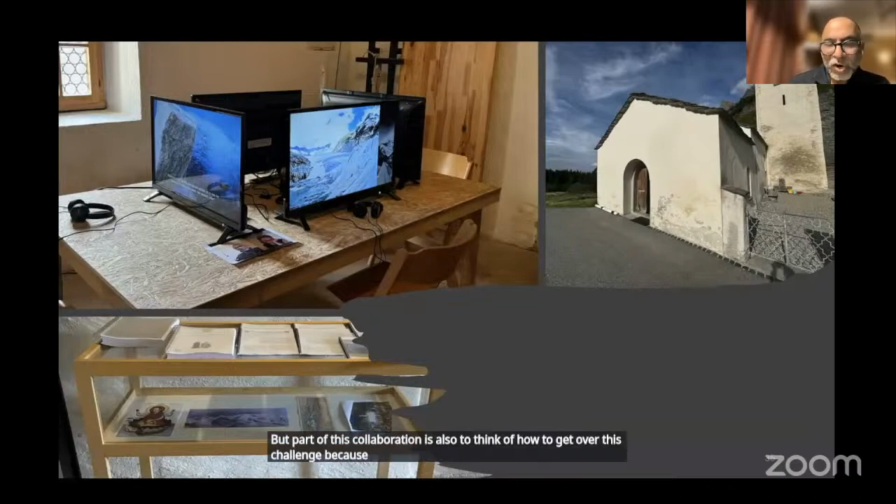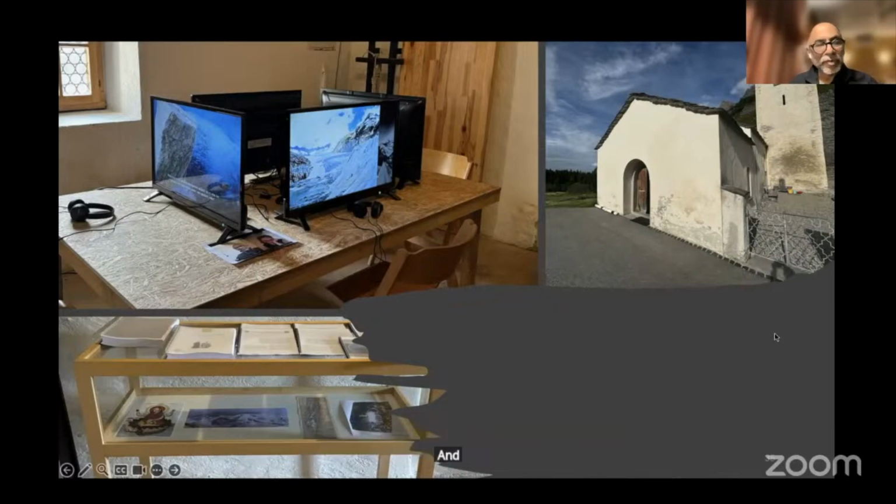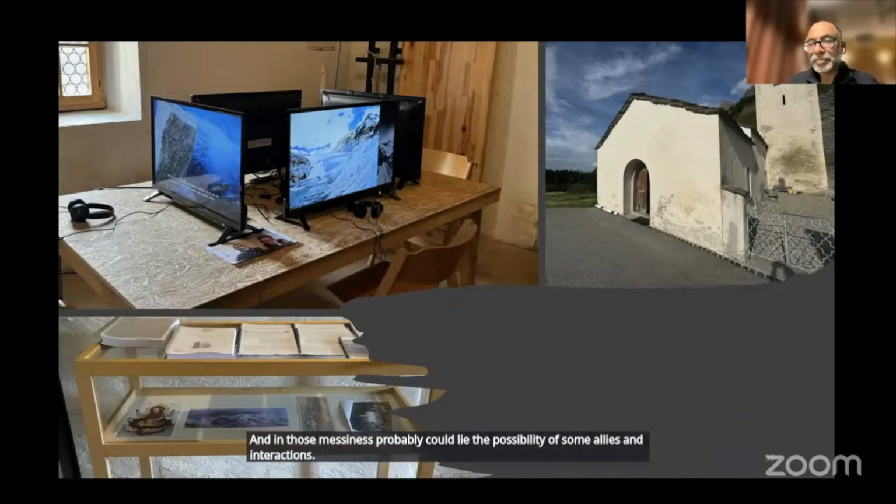What I learned from working with Paulina is that science itself is messy and does not itself make the claims which we make of science. So science is a messy endeavor, as is any other knowledge system. And in that messiness probably could lie the possibility of some allies and interactions.